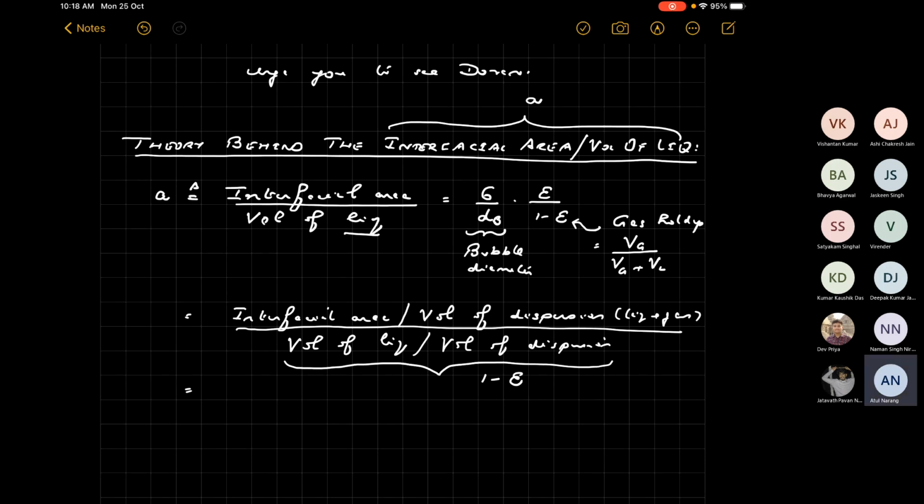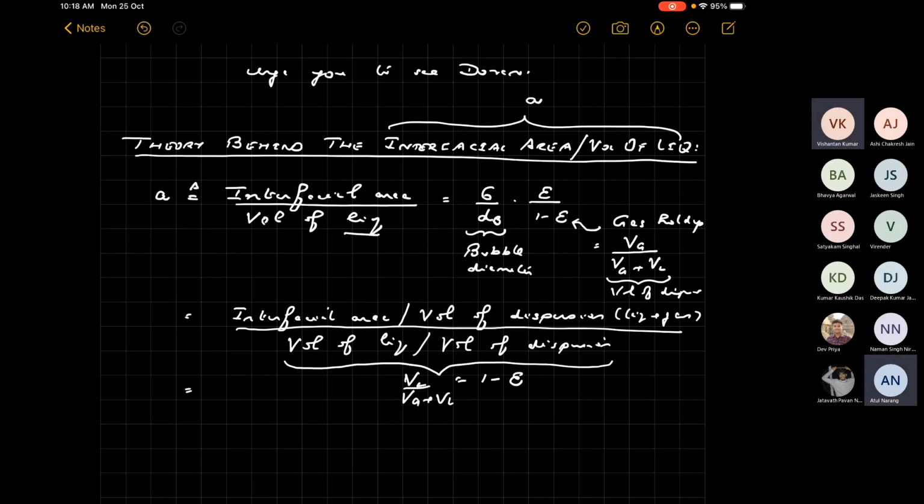Now, if I define it in this way and I divide both the numerator and the denominator by the volume of the dispersion, that is to say, the volume of the liquid plus the volume of the gas. So this denominator is the volume of the dispersion. It is VL plus VG, total volume of the dispersion. Then you can see that since epsilon is defined as Vg over Vg plus VL, this quantity is nothing but VL divided by Vg plus VL, because it is the volume.